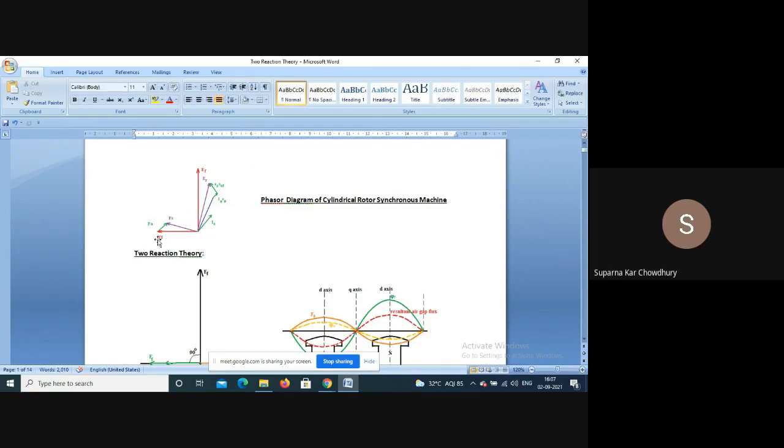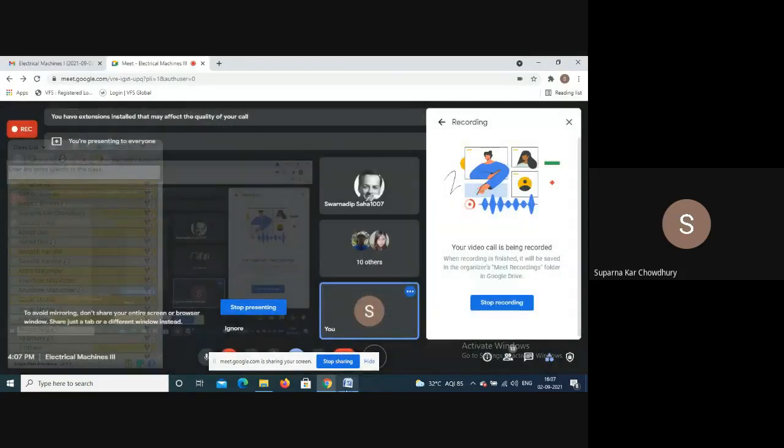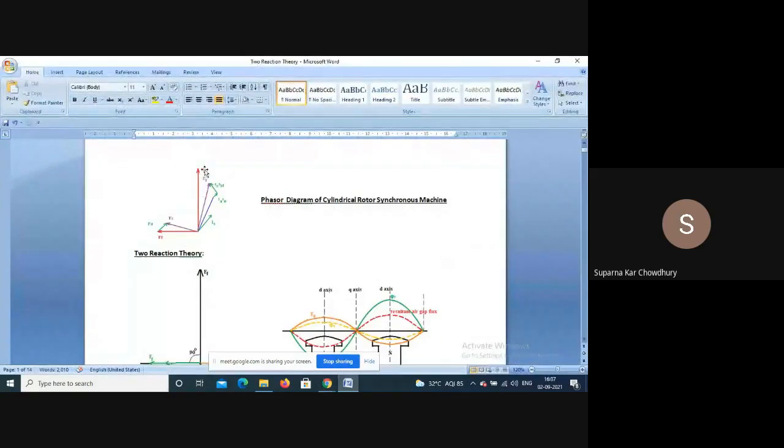Now, if we start from the field excitation, then the field excitation is the reference. So FF induces an EMF EF. This is the induced EMF or the open circuit voltage. So this is the terminal voltage in the open circuit condition.